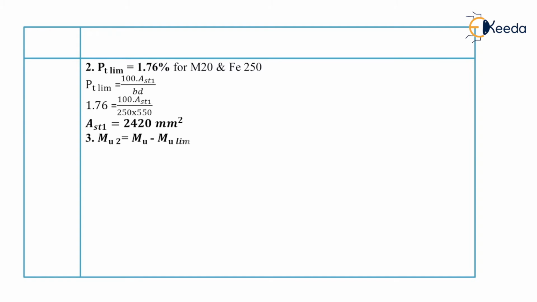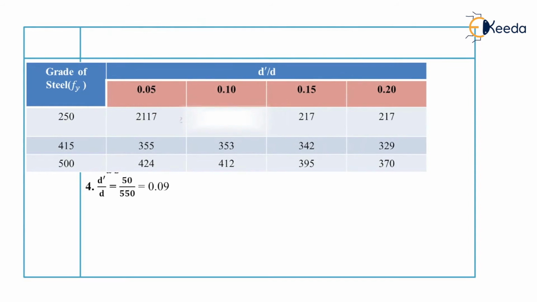Now similarly, we will find out the additional bending moment, that is MU2, which is equal to MU minus MU limit. After putting the value, MU is equal to 300 kN meter, MU limit is equal to 225.36 kN meter. Therefore, MU2 is equal to 74.64 kN meter. Now we will find out the ratio of D dash by D, which is equal to 0.09, or nearly equal to 0.1.